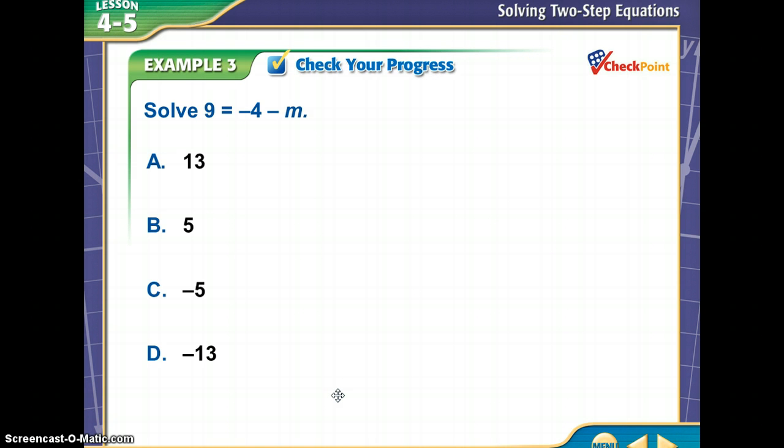And now it is time for you to demonstrate what you've learned. Hit the pause button and return back when you have this problem solved.